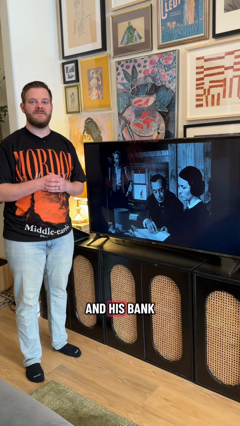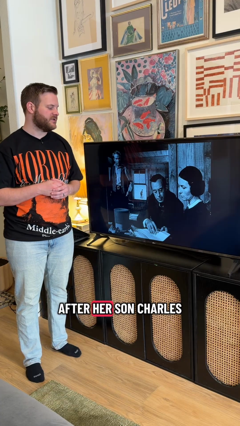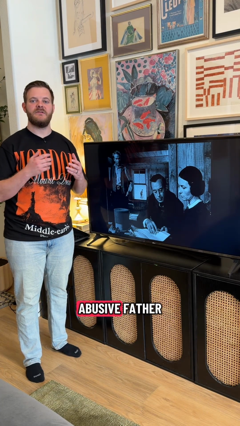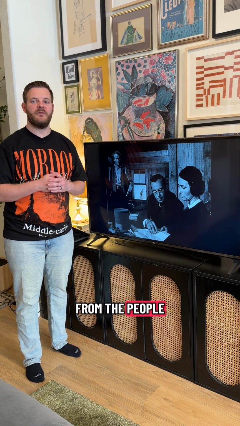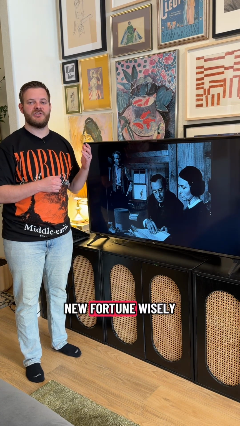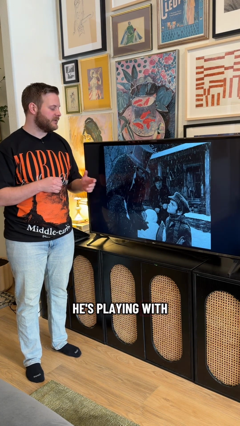She hired Thatcher and his bank to not only manage her wealth, but to look after her son, Charles. She did this to get him away from his abusive father, but also because she felt that if Charles was raised by a wealthy banker, he could learn from the people who would raise him to understand how to use his new fortune wisely. When Charles finds out about this, he's playing with his sled outside.